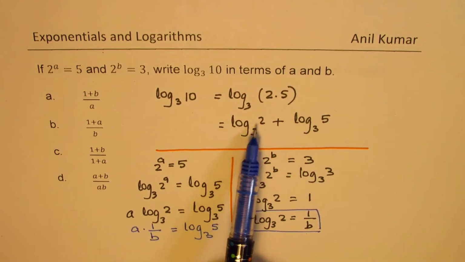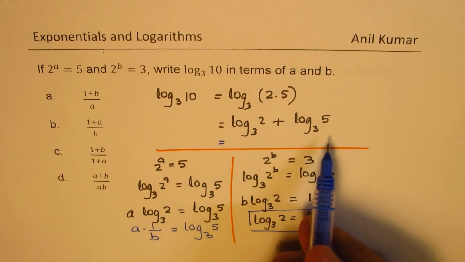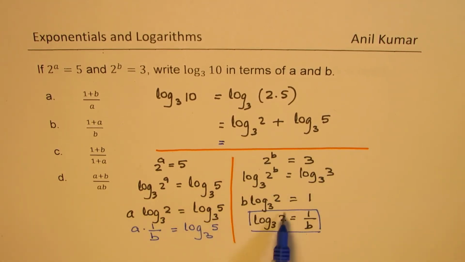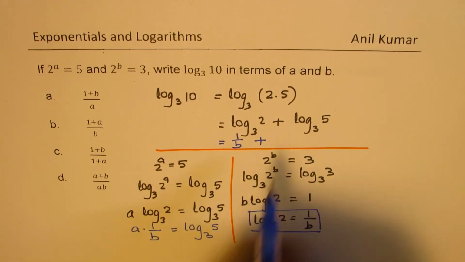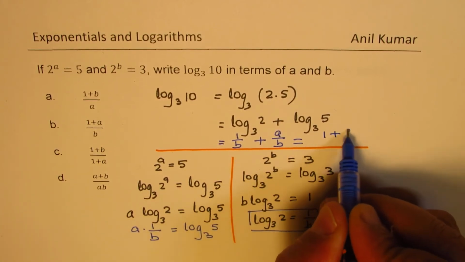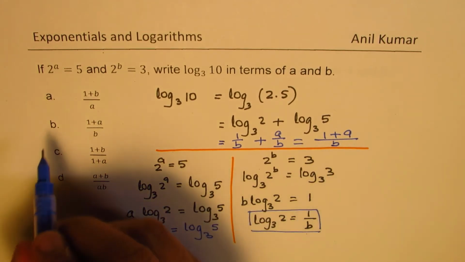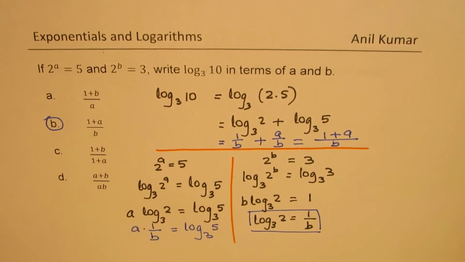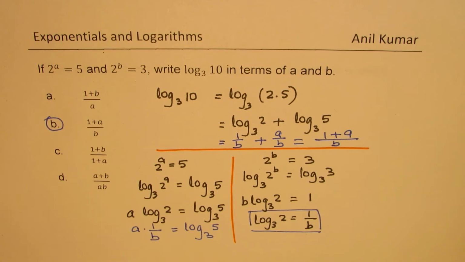We also have log to the base 3 of 2 in terms of a and b, right? So now we'll substitute here. So we get log to the base 3 of 2 is 1 over b, plus this is a over b. And now combining, we get 1 plus a over b. Is that clear to you? So 1 plus a over b is option B for us. So that is how we are going to answer this question. You may have to work a bit to get this solution. So I hope you find it interesting, right?